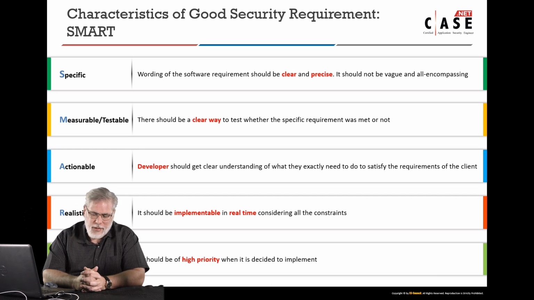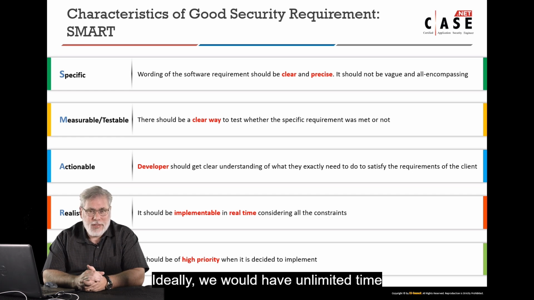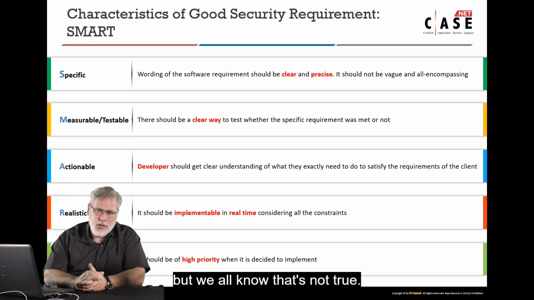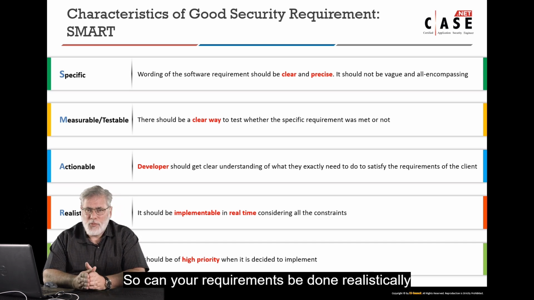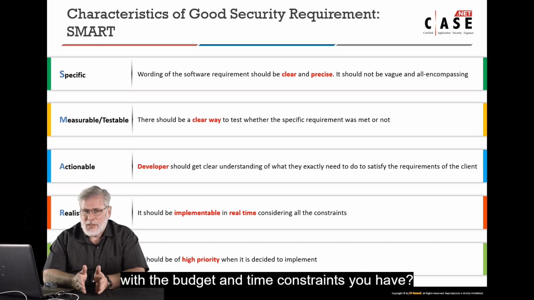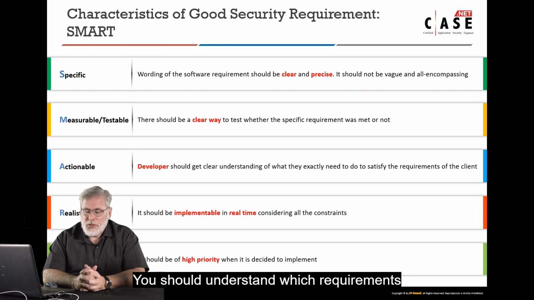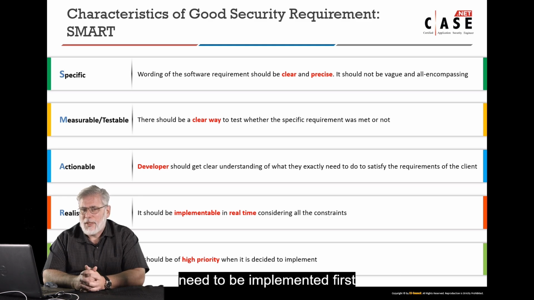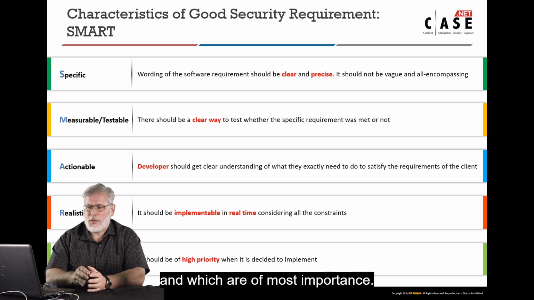Realistic. Ideally, we would have unlimited time and unlimited budget for every program, but we all know that's not true. So can your requirements be done realistically with the budget and time constraints you have? And timely. You should understand which requirements need to be implemented first and which are of most importance.